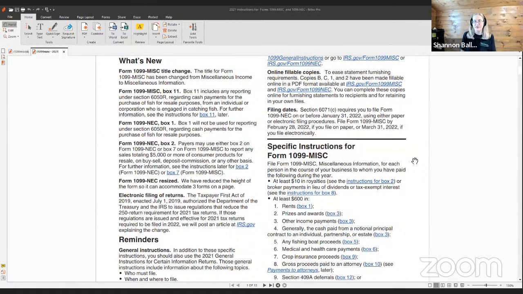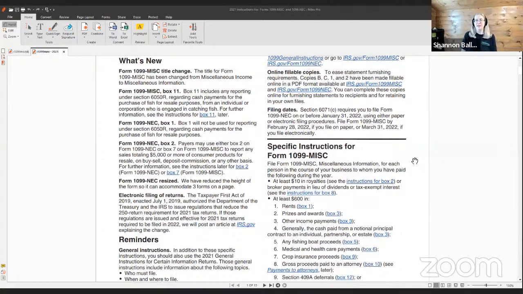Filing dates. Section 6071(c) requires that you file Form 1099 NEC on or before January 31st, 2022, using either paper or electronic filing procedures. File Form 1099 miscellaneous by February 28th, 2022 if you file on paper, or March 31st, 2022 if you file electronically. And folks, these filing dates are the exact reason why we now have a Form 1099 NEC and a Form 1099 miscellaneous.